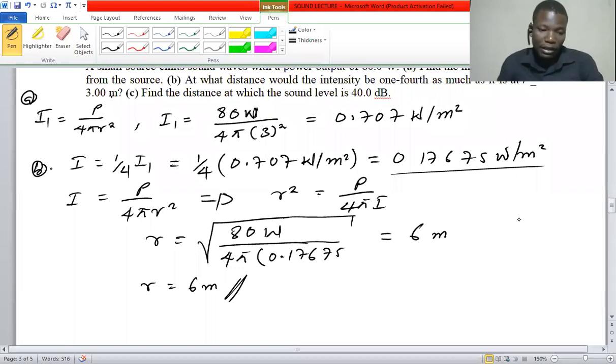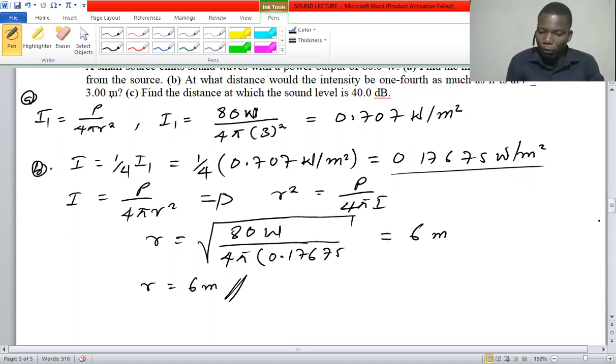And for C now, we have been asked to find the distance at which the sound level is 40 decibels. On this one, I want to explain something concerning spherical waves, because it's that concept that we're going to use here.